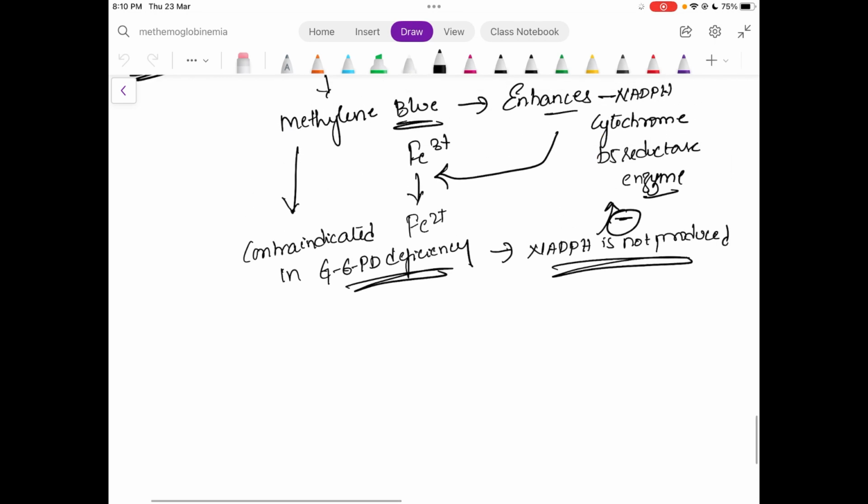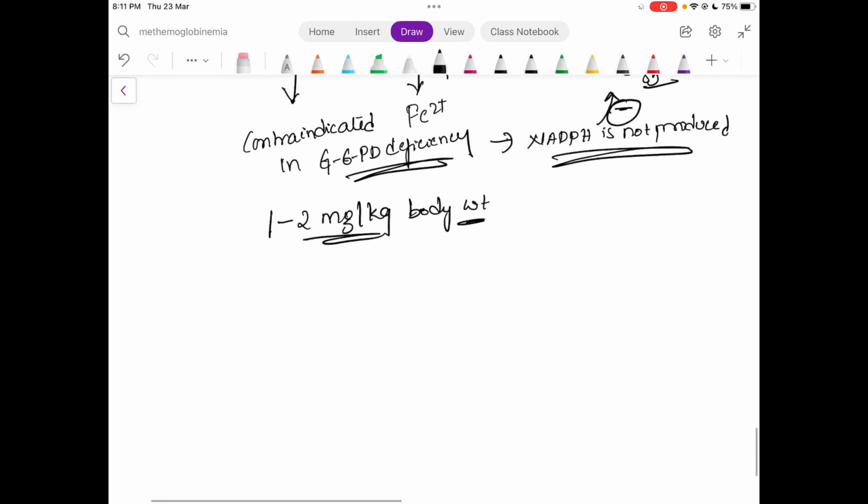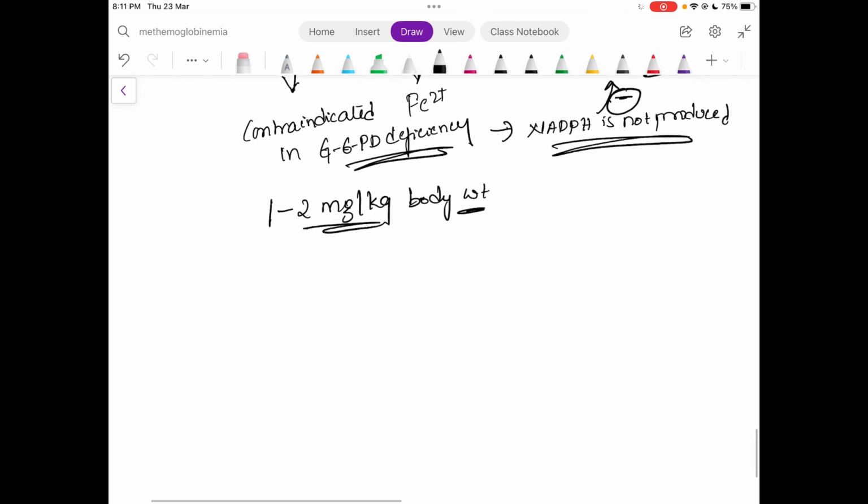And methylene blue is the first line in the treatment of methemoglobinemia. It should be given in the dose of 1 to 2 milligrams per kg body weight, dissolved in saline, and given by IV route. And if you give methylene blue to HbM patients, it is not effective.